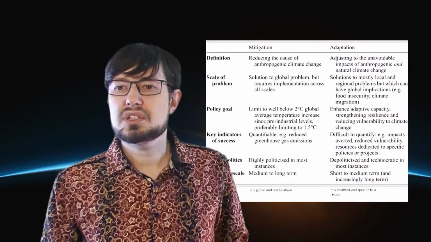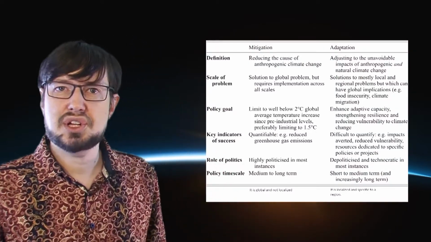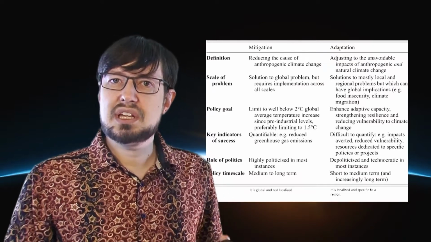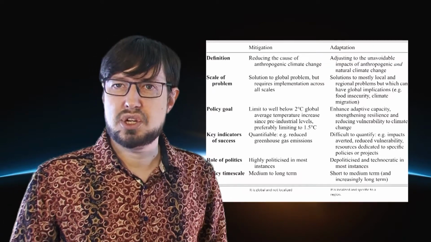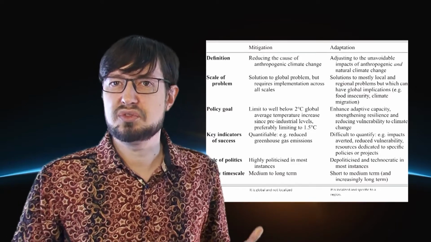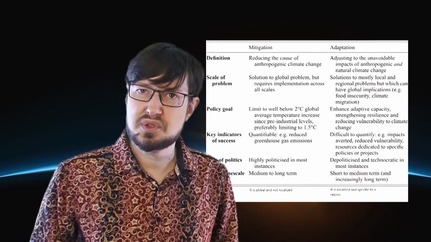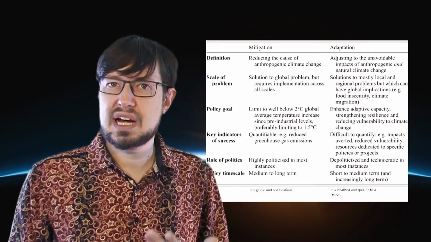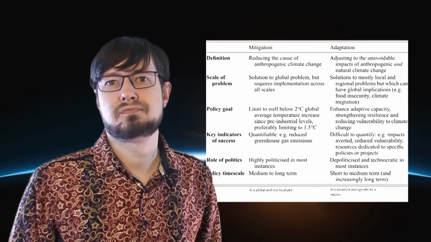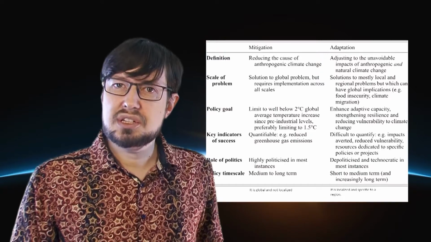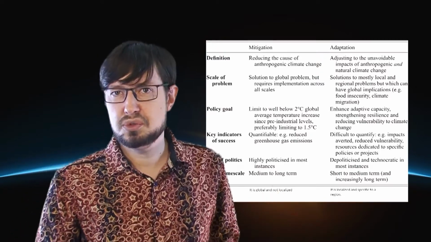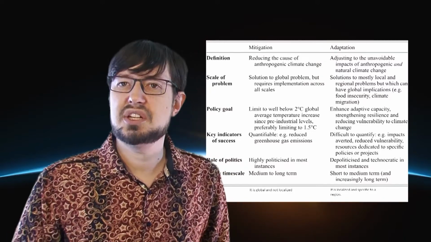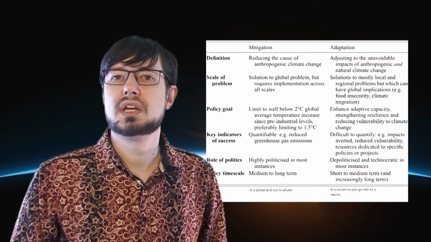So, here are some key differences between mitigation and adaptation so you can understand it better. Mitigation is reducing the cause of climate change, for example, reducing the amount of greenhouse gases we pump into the atmosphere. Adaptation, on the other hand, is adjusting to the unavoidable impacts of climate change. Mitigation is usually a bunch of global solutions, while adaptation solutions are localized and specific to a region.